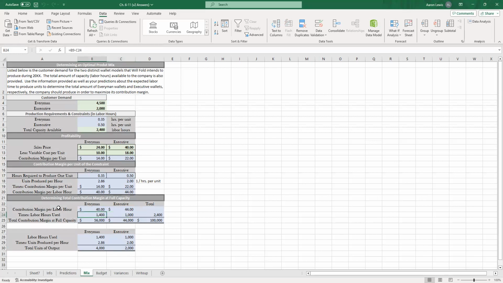You multiply your margin by your unit of constraint, the labor hour, or you multiply the hours used by the contribution margin you would get per labor hour, and it gives you the total margin at full capacity from these products. And we have that information over here. And then down at the bottom, we can just flip things around. We allocated 1,400 labor hours to the everyman model. Well, our information says it takes about 2.86 hours. We can make about 2.86 everyman wallets per hour. So if we spend 1,400 hours making them at 2.86 per hour, that's 4,000 units of output we would have.